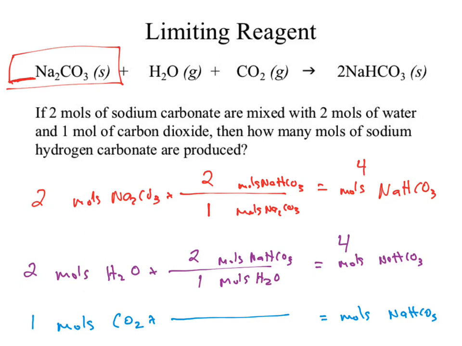What can I do with the next one? Same process. Moles of CO2, moles of sodium hydrogen carbonate, 2 over 1, the answer comes out to be 2. My answer is now 2 moles of sodium hydrogen carbonate is the most I can make. It's that smallest amount. CO2 is now my limiting reagent.